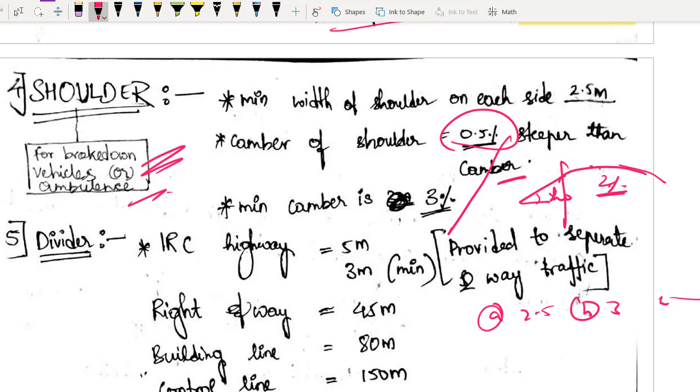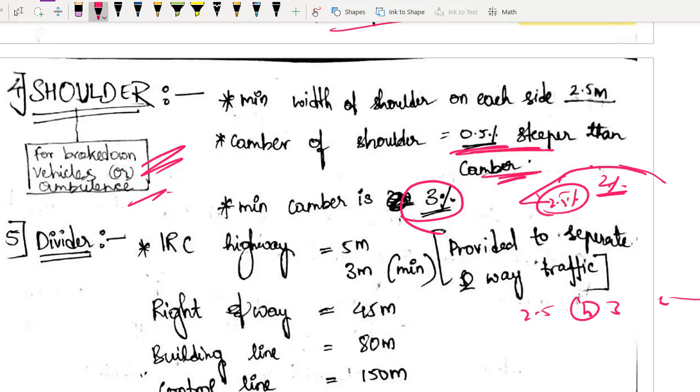Majority of the people, what they do, they remember only this: sir, camber should be 0.5% steeper than the camber of our carriageway or road. So obviously they will go for 2.5, and you will be losing your marks. So always be careful about this minimum and maximum specification when it comes to highway, railway or airport. It doesn't matter, in transportation-related topics, minimum and maximum have a lot of importance. So what should be the answer? Even though it is 0.5% steeper than the camber of road, so you should provide 2.5, but you have to be very careful that the minimum whatever is given, that is 3%. So obviously the minimum you are providing will be 3% only. You should design the shoulder for 3% camber.